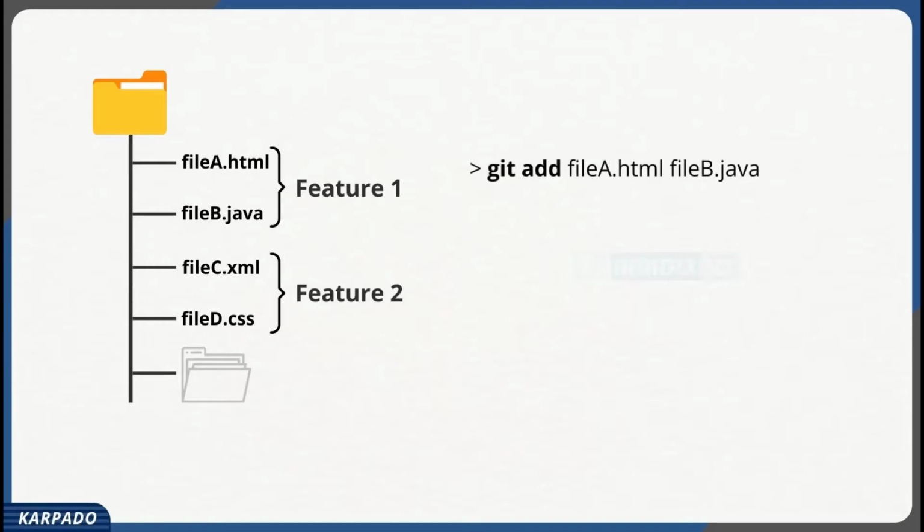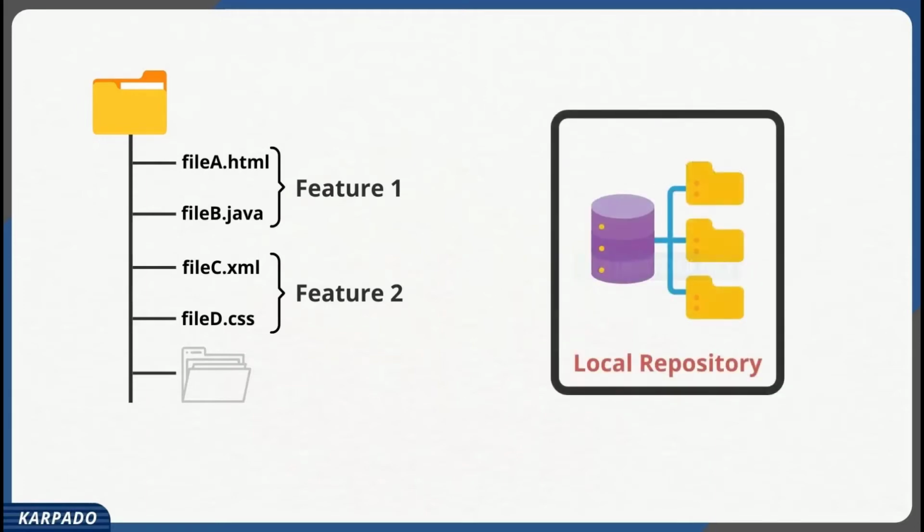So with git add command, we'll first add all the files related to feature 1 and then we'll commit the changes with a meaningful message. Just as we have given a meaningful message while saving a game, we're also going to do the same in case of commit. Now, once you're done with that, we're going to add file C and file D and commit as feature 2. Over a period of time, we're going to maintain all such commits in our local repository.